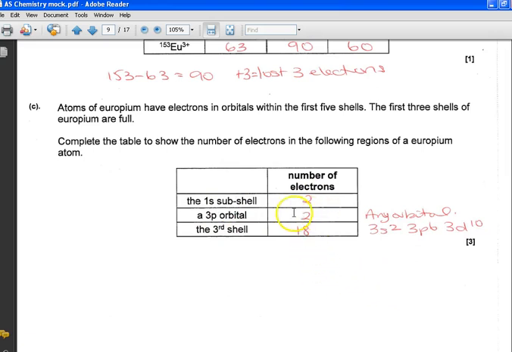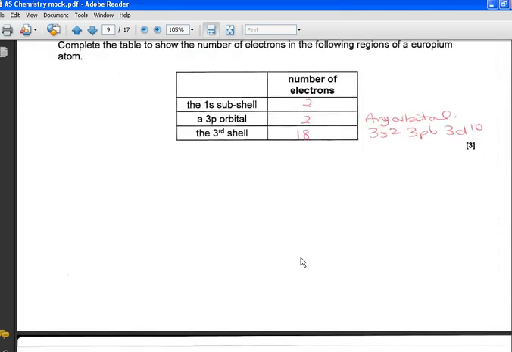Okay, any s orbital holds 2 electrons. Any p orbital, any d orbital, 2 electrons. The 3p subshell has 6. Yeah, okay. And then the third shell is made up of s, p and d. So the total number of electrons that could be in that shell could be 18.